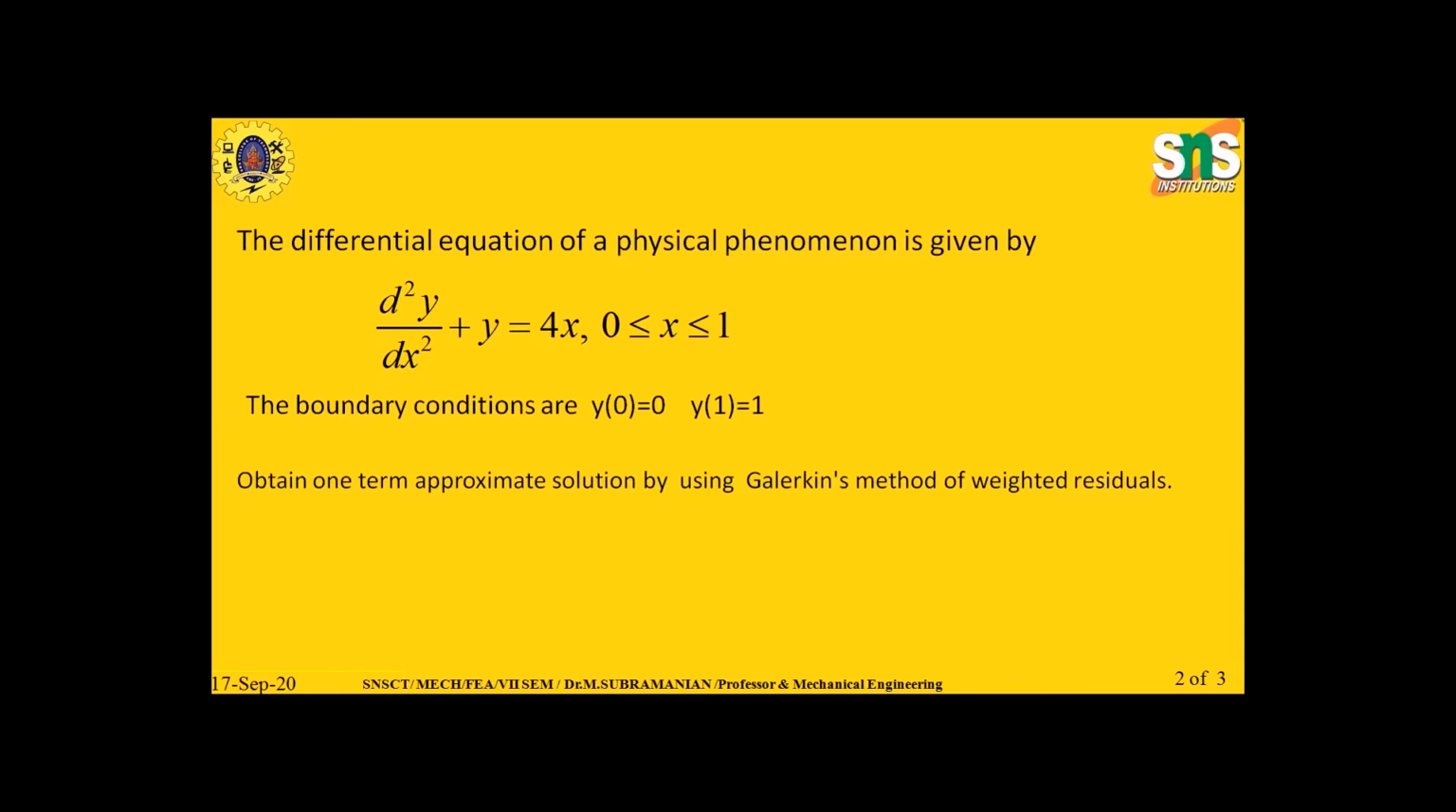The differential equation of the physical phenomenon is given by d squared y divided by dx squared plus y equal to 4x. The limit is 0 to 1. The boundary conditions are y of 0 equal to 0, y of 1 equal to 1. Obtain a one-term approximate solution by using the Galerkin method of weighted residual methods.